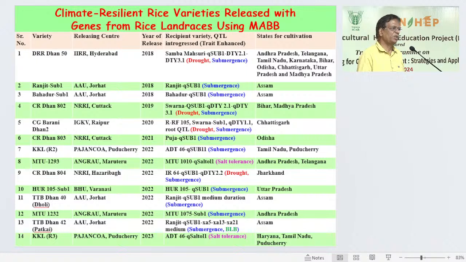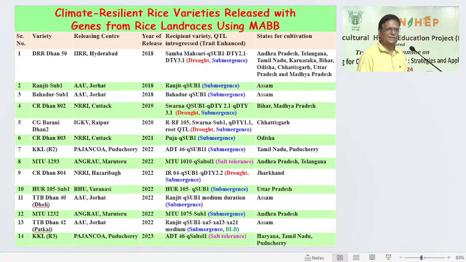And if you use genome editing, you will be creating isogenic lines, perfect isogenic lines, because it will differ by only one gene, no linkage drag. So what is the advantage? They can be released as an essentially derived variety with minimum amount of testing.